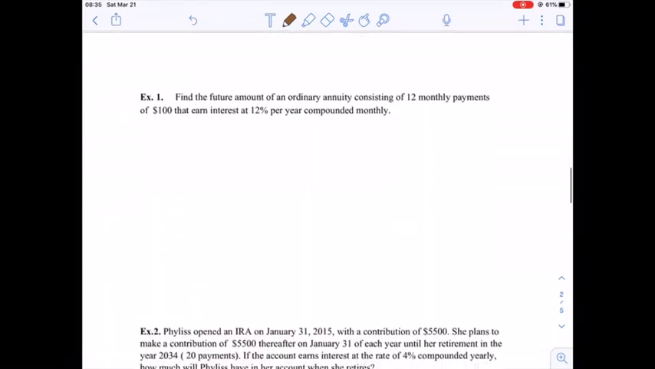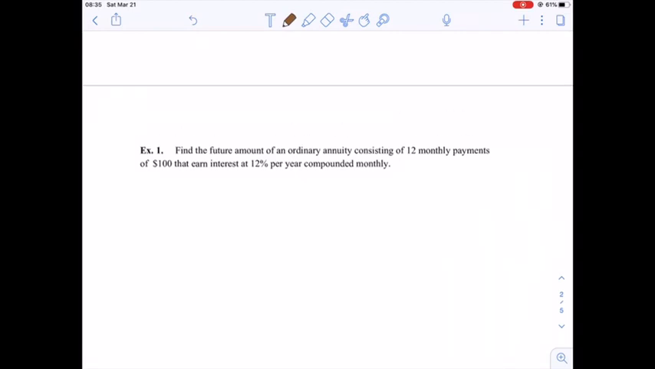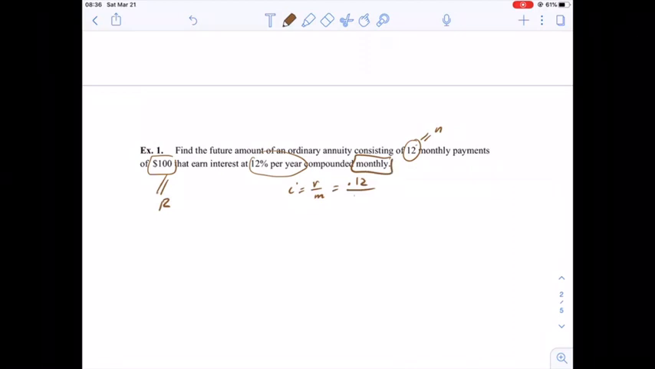Now let's take some examples. The first example: we want to find the future amount of an ordinary annuity consisting of 12 monthly payments of $100. This is R and this is N, and the interest is 12% per year. So we can find I by writing I equals R over M. R is 0.12, which is 12%, compounded monthly. In 1 year we have 12 months, so I is 0.01.